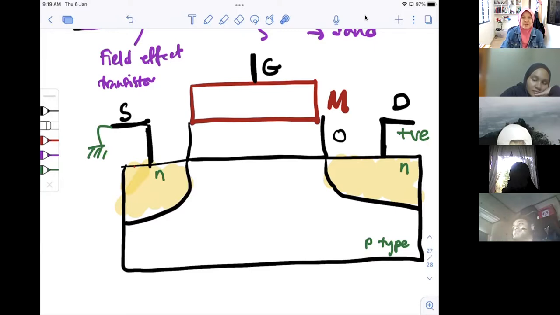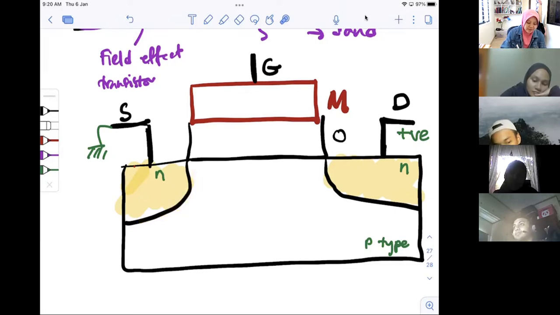The contact? What do you mean by the contact? P type contact with N. You want to say junction? Yes. Junction is better, right? We call it PN junction, not PN contact. So the junction between P and N over here. So this is one.